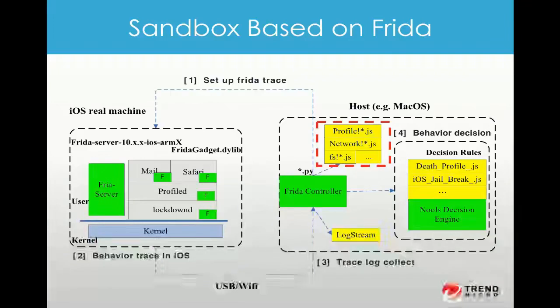And we will use the FRIDA server, which is open source. It allows you to hook any system process easily, at any API and at any step of the life cycle of the process. For example, we will set our FRIDA hook to the Safari or email process, and the profiled and the misagent process. All these behavior trace logs from the FRIDA server are collected via USB or Wi-Fi to the host server.